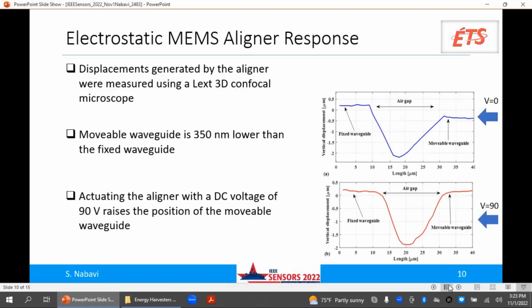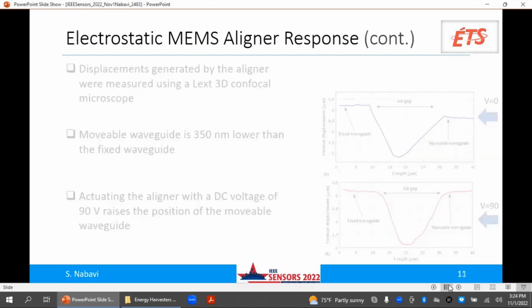This is due to two things: first, gravity, as the device is lowered, and also the residual stress of the optical waveguide, as I mentioned earlier. Once we apply 90 volts to the full drive, the movable waveguide is elevated and stays at the same level as the fixed one. So basically, by applying a DC voltage of around 90 volts, we can remove this 350 nanometer misalignment.